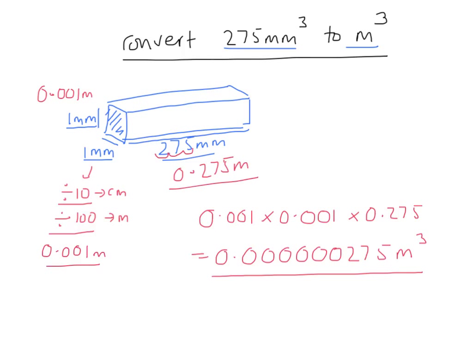Now I need to multiply these three together. And when I do this, I get 0.0000275 cubic metres.